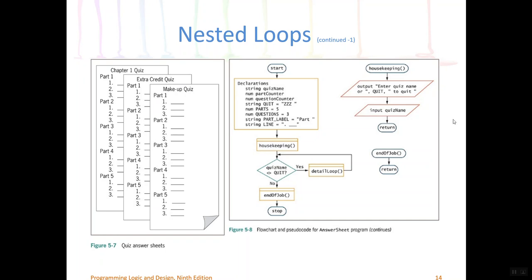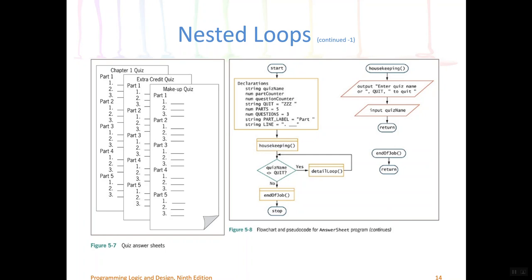So over here on the right, we don't see the complete program. We see the main line logic, as well as housekeeping and end of job. Detail loops on the next slide. But you can see that we get a quiz name in housekeeping and we compare it to ZZZ. As long as the quiz name's not ZZZ, we go on to the detail loop.